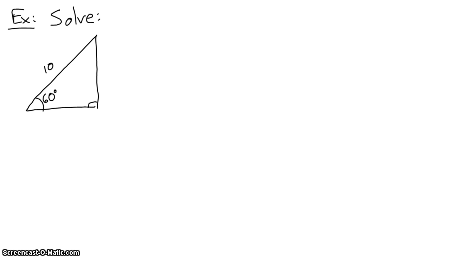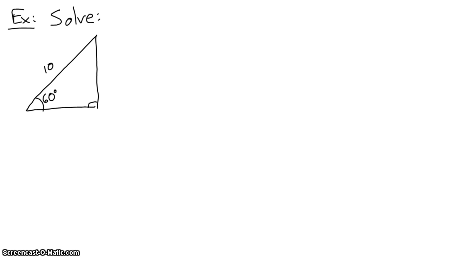Typically, you need at least 3 pieces of information to determine all the things in a triangle. And we do actually have 3 pieces of information here. It looks like we only have 2. We know there's a 60-degree angle and a length 10 hypotenuse, but we also know that the third angle is a right angle. So we really know 2 angles and a length, and that's enough. Okay, so when I say solve, I mean find all the side lengths, all the angle measures.